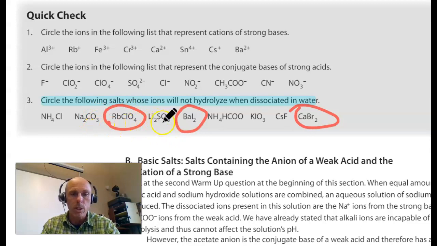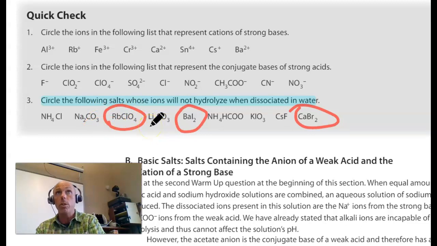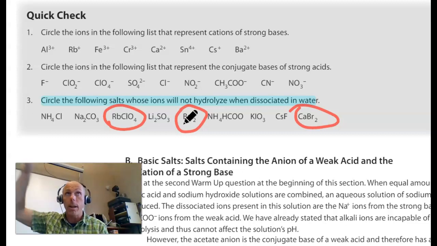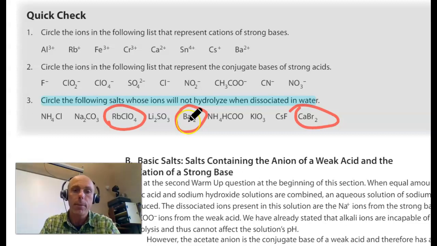Fourth one, lithium sulfite. Lithium is a group 1 metal, so that will not hydrolyze. That'll stay dissolved in water, but sulfite is a weak base. It is the anion of a weak acid, sulfurous acid. Barium iodide will not affect the pH of water. It will not hydrolyze because barium is a group 2 metal, it's not a weak acid. And iodide is the anion of a strong acid, HI, it's not a weak base. You're not going to see it on a weak base table. It's up there as the conjugate base of a strong acid.